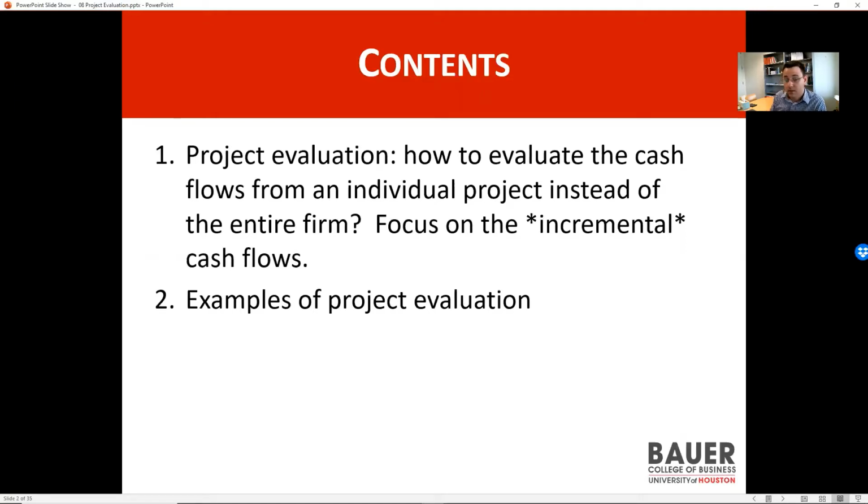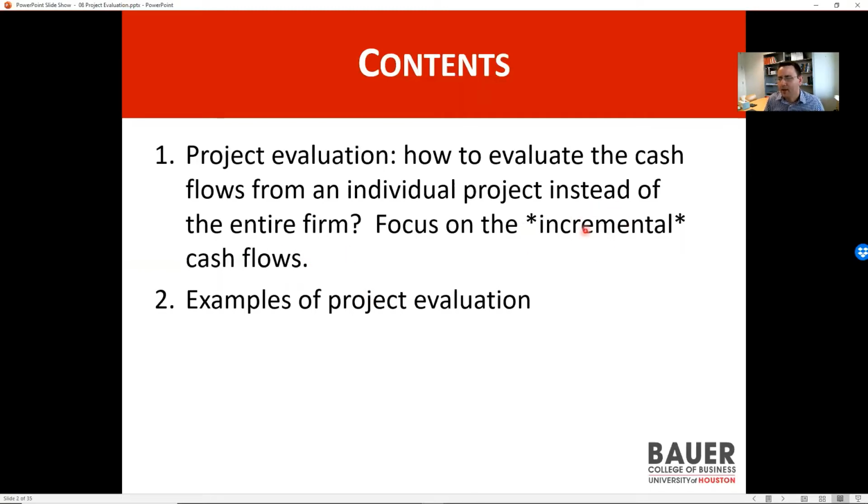You're going to be more interested in what you're working on today, what your project is going to generate in the future. So if you're the CFO or a VP or a brand manager or whatever, you're not looking at the entire company, you're looking at individual investments. So how does that change things? Most of the free cash flow calculations that we do are going to be the same. However, we're going to have to focus on incremental cash flows now.